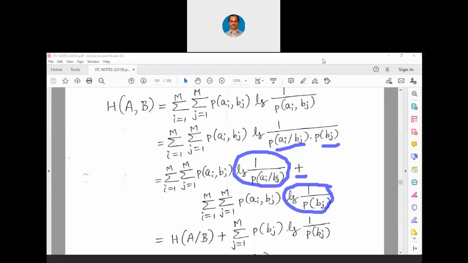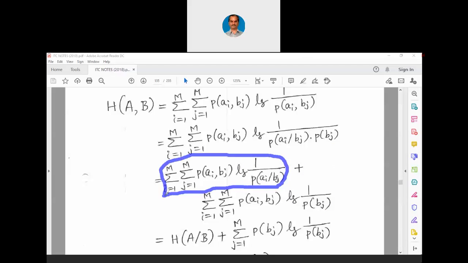Now let me stop this annotation and let me start annotation again. What is this term now? When we took this term and this term separately, we put the plus term here. What is this term now? This term is H of A slash B. This is nothing but the equivocation, right?